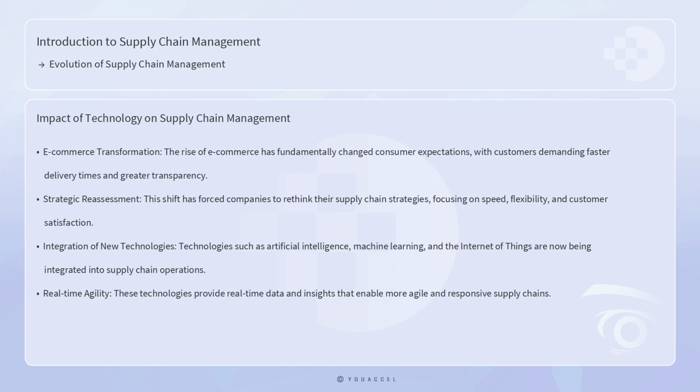In recent years, technology has continued to drive the evolution of supply chain management. The rise of e-commerce has fundamentally changed consumer expectations, with customers demanding faster delivery times and greater transparency. This shift has forced companies to rethink their supply chain strategies, focusing on speed, flexibility, and customer satisfaction. Technologies such as artificial intelligence, machine learning, and the Internet of Things are now being integrated into supply chain operations, providing real-time data and insights that enable more agile and responsive supply chains.